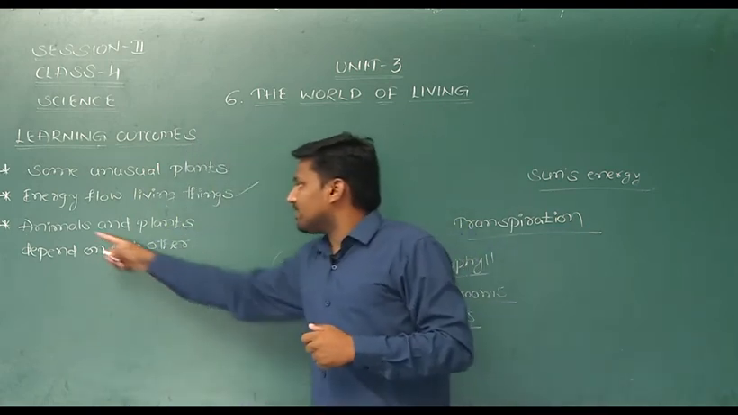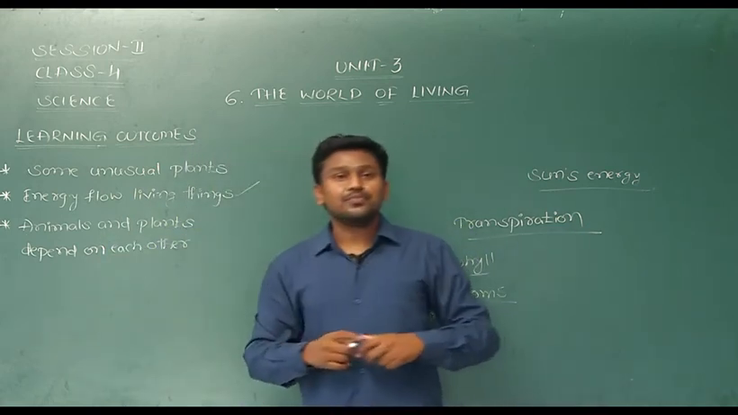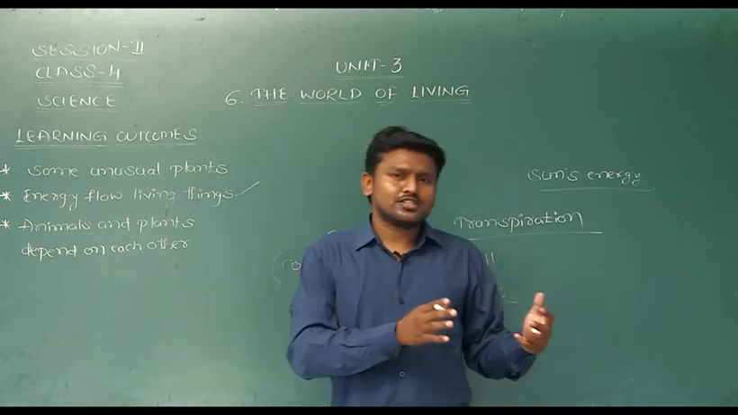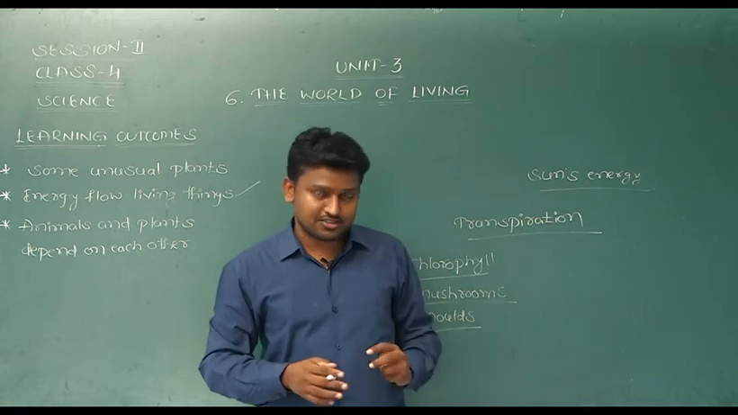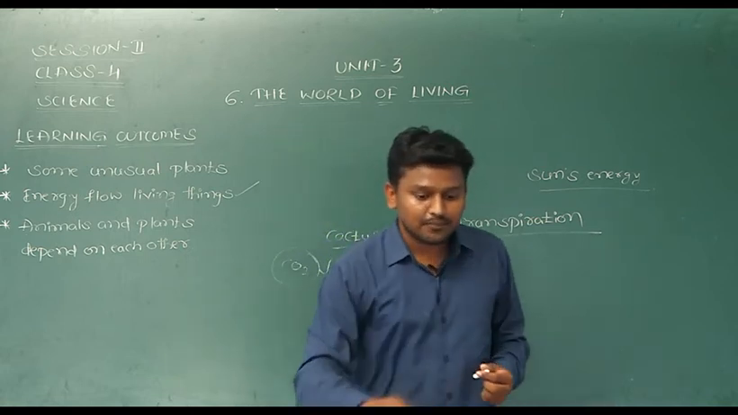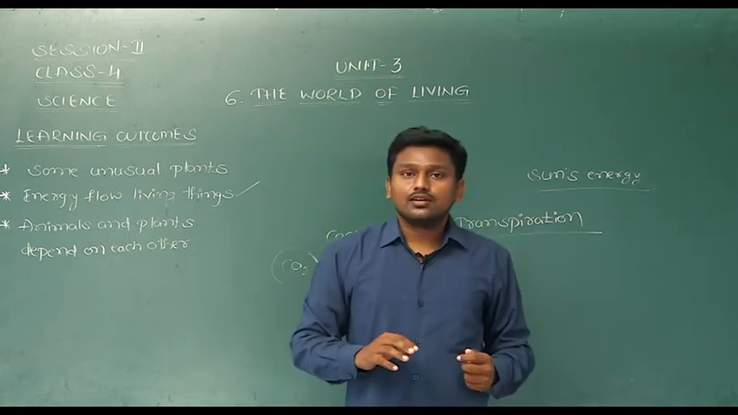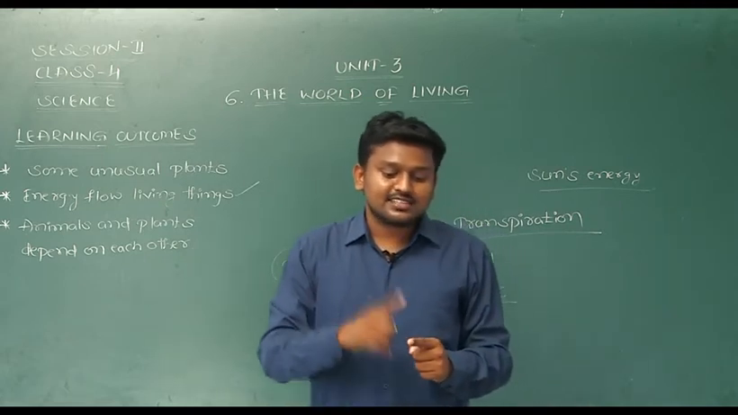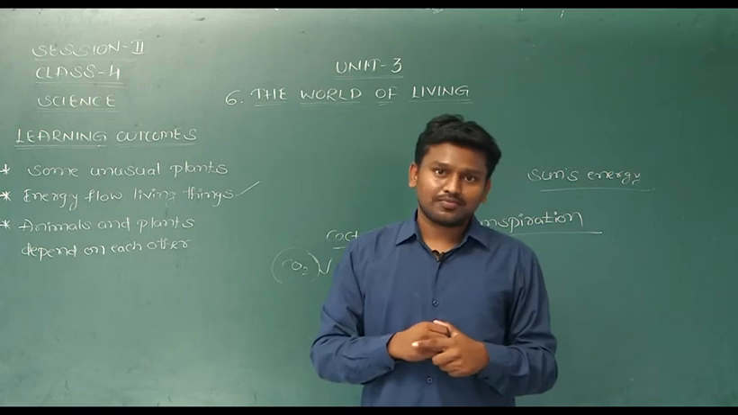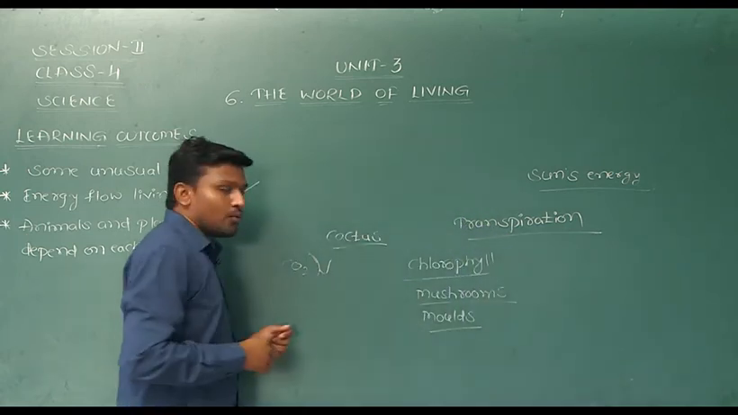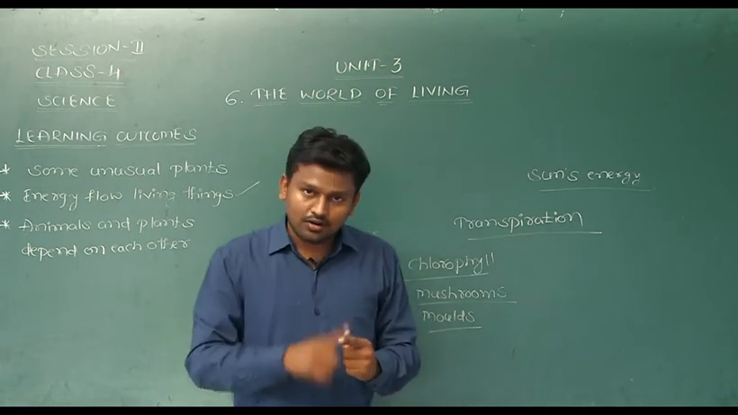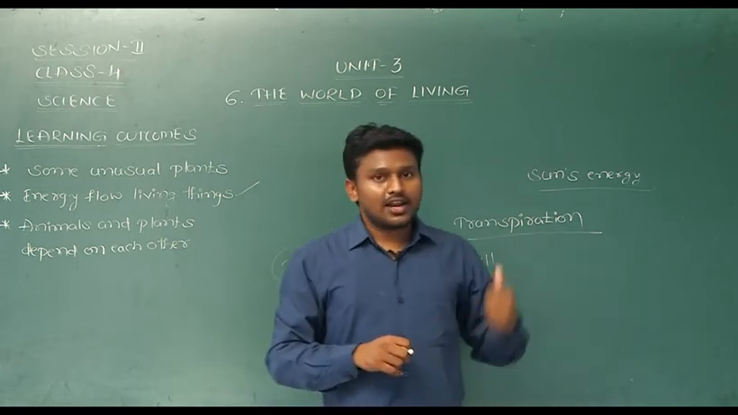And next, let's see here, animals and plants depend on each other. So we have seen so many important concepts. Most of the concepts of this lesson we have discussed in the previous session. Now let's see some questions given in the lesson. The first one: leaves are green in color because they contain a substance called, as I already told you, what is that substance? Chlorophyll. So due to the presence of chlorophyll, leaves are green in color.